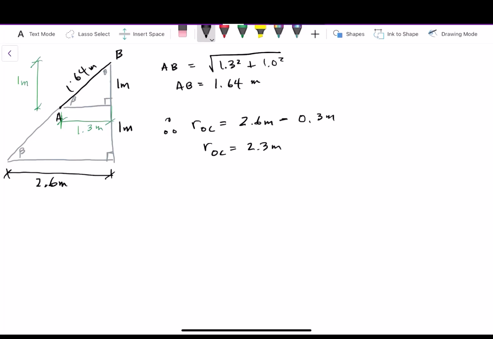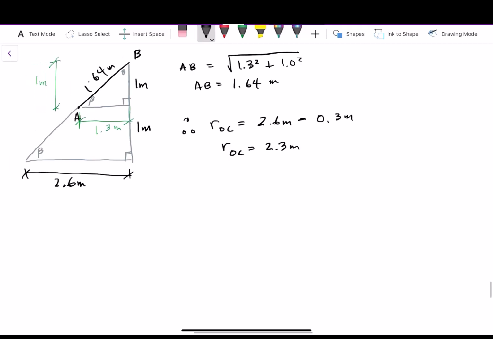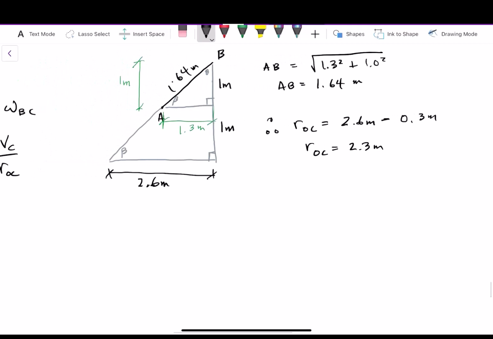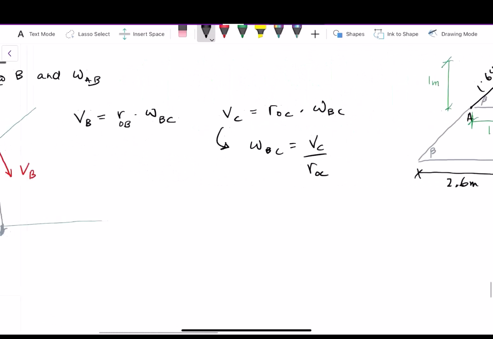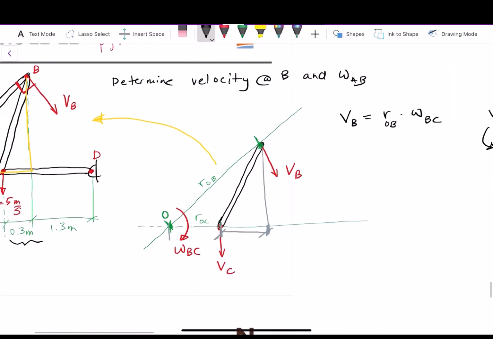So that's quite a bit to take in. I'm going back and forth between some figures here. I would suggest, if that was really confusing, to pause the video, go back and make sure you understand that. The thing here is that we've got similar triangles. So I'm using the original geometry to then calculate the geometry of the larger triangle. And that larger triangle tells us distances for that second link here. So we do have ROC.